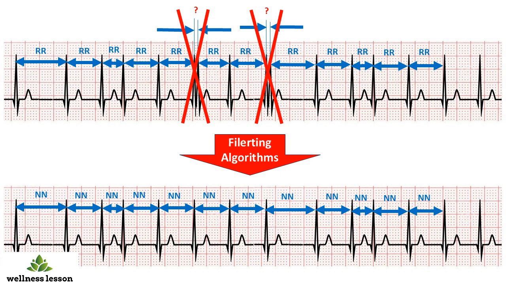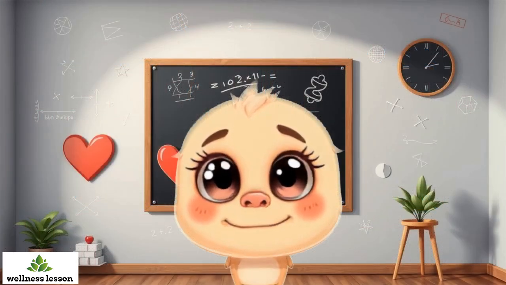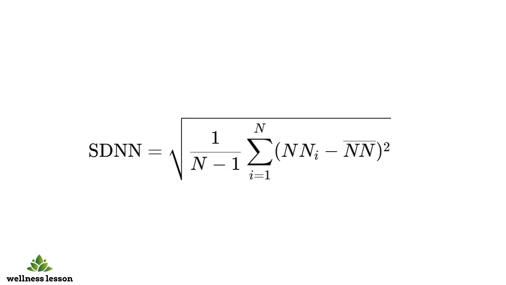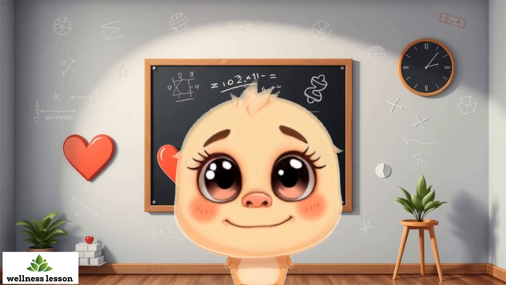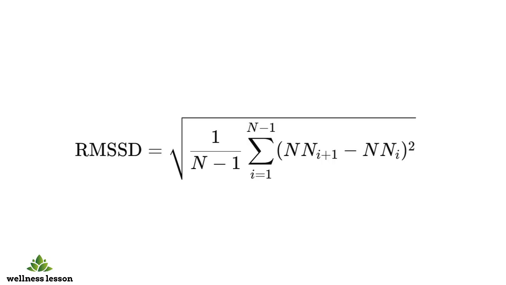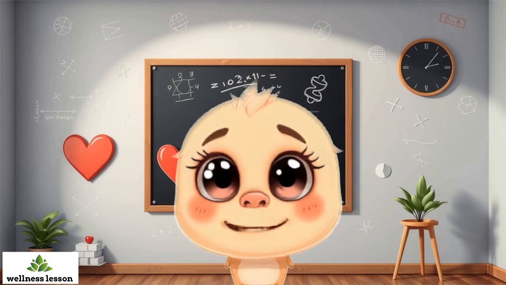The NN interval is the time, in milliseconds, between two successive normal heartbeats. Given a series of NN intervals over a period of time, we can calculate the standard deviation of these intervals. This value is known as SDNN, and it reflects the overall variability in heart rate during the recording period. RMSSD stands for the root mean square of successive differences between normal heartbeats, NN intervals. It is a time domain HRV metric that primarily reflects short-term parasympathetic, vagal, activity.